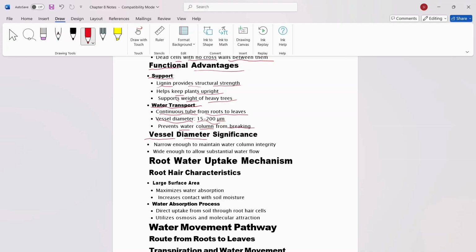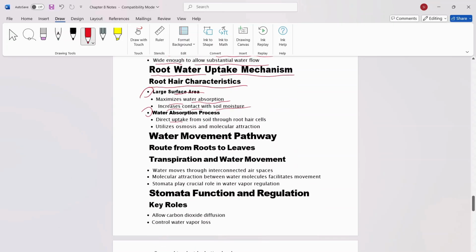Now, vessel diameter significance. Narrow enough to maintain water column integrity. Wide enough to allow substantial water flow. Root water uptake mechanism. The important point here is root hair characteristics. Large surface area, as already discussed before, maximizes water absorption and increases contact with soil moisture. Next is the water absorption process: direct uptake from soil through root hair cells, which utilizes osmosis and molecular attraction.